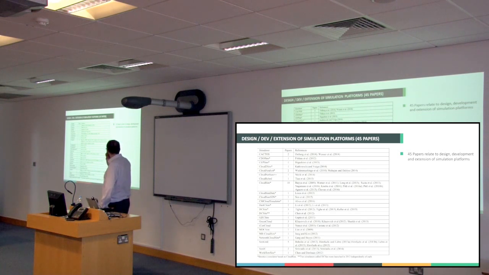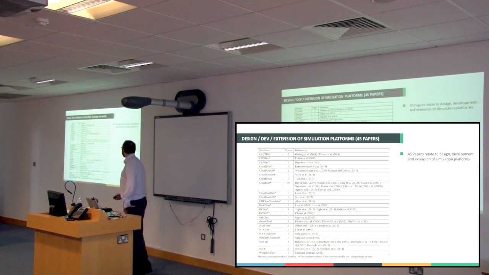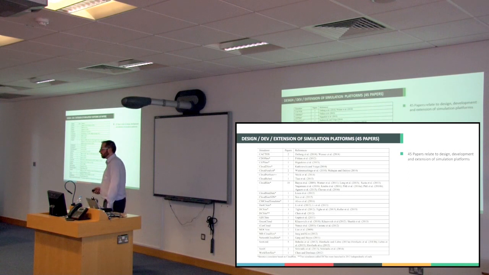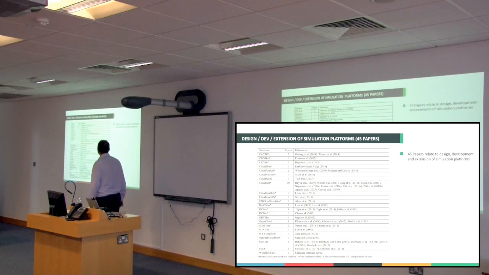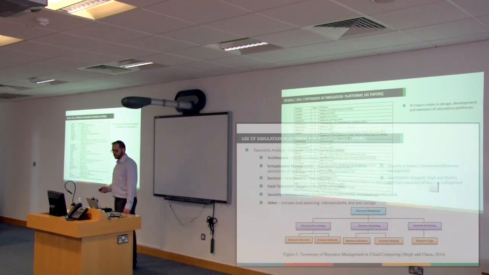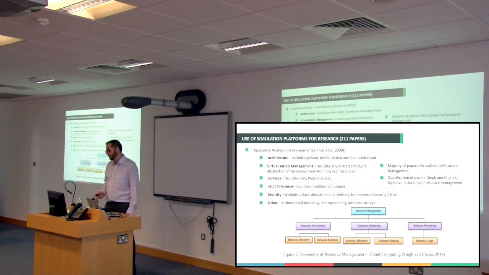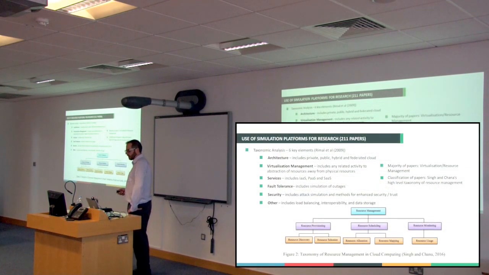In terms of papers, we can split them into 2 categories. 45 of the papers relate to design, development, and extension of simulation platforms, and the rest relate to using those simulation platforms to perform research. Again, CloudSim stands out as number 1 with 10 publications related to the development of CloudSim. But the other 211 papers, we can classify these.